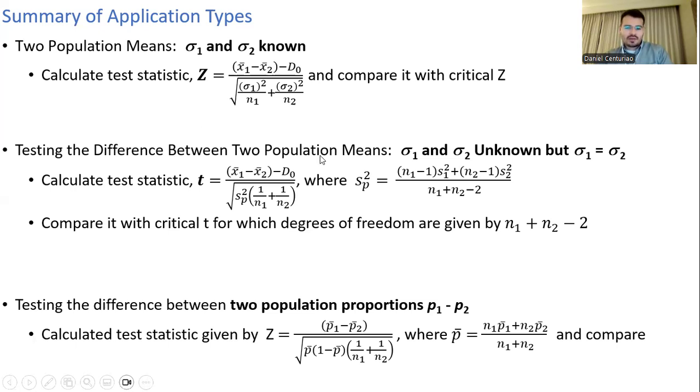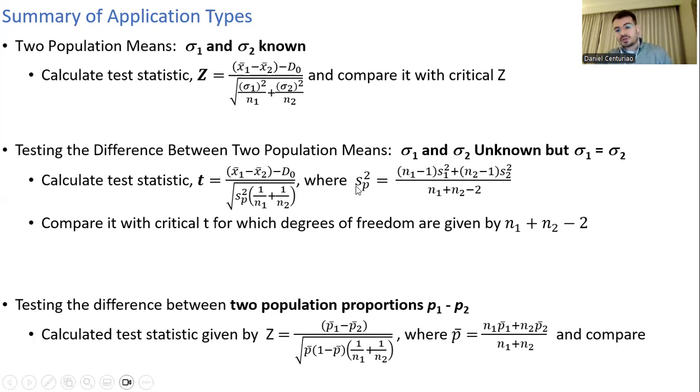When we have the case that the standard deviation of the population is unknown, we basically need to make one assumption, and that assumption is that the standard deviation of the samples will be equal to the standard deviation of the population.